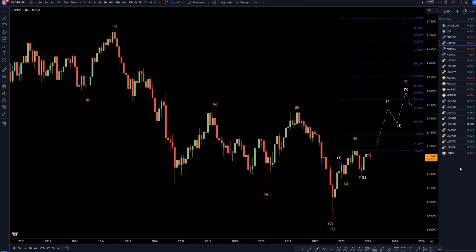Today is Wednesday, February 28th, and I'm going to be analyzing the pound US dollar, starting on the monthly, working my way down to the 1 hour time frame for the full top down analysis.